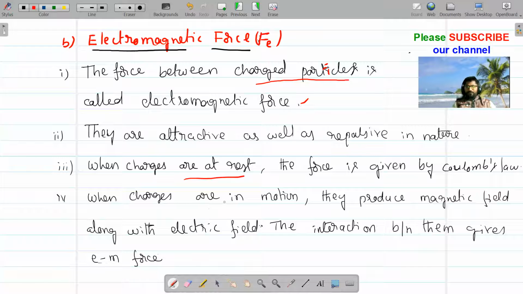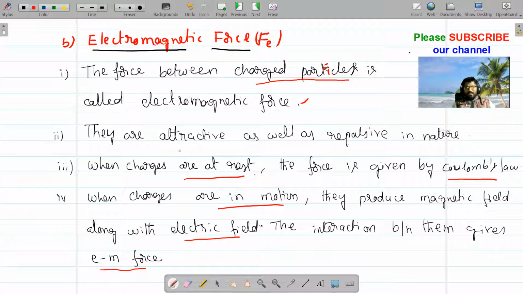In this case, when the charges are at rest, the force between them is given by Coulomb's law. Whereas if the charges are in motion, they produce a magnetic field, and this magnetic field along with the electric field will interact with one another, and that force of interaction between electric and magnetic fields is called electromagnetic force. So what is electromagnetic force? The force of interaction between electric and magnetic fields. These can also be treated separately as electrostatic force and magnetostatic force. So electrostatic force also comes under electromagnetic force, that is the force between any two charged particles.